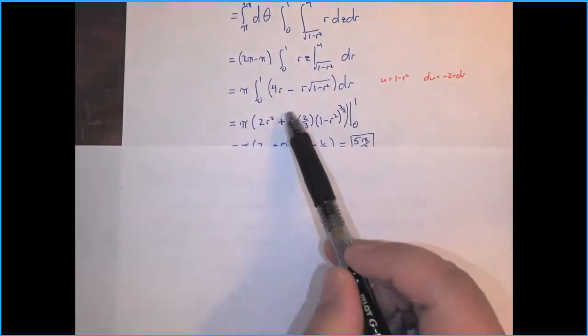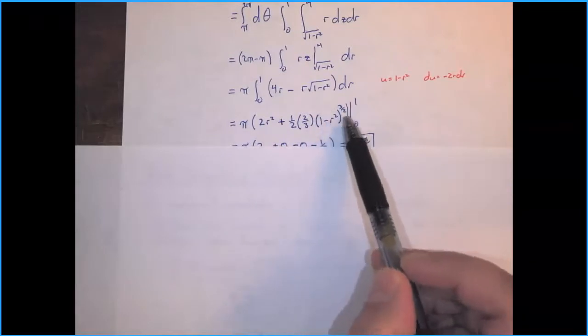So I integrate that. 4r becomes 2r squared. Here's the 1/2 I have left over from the u substitution. 1 minus r squared to the 3/2 divided by 3/2, which is multiplying by 2/3. Plug in my bounds, and I get 5 pi over 3 as the volume of that solid.